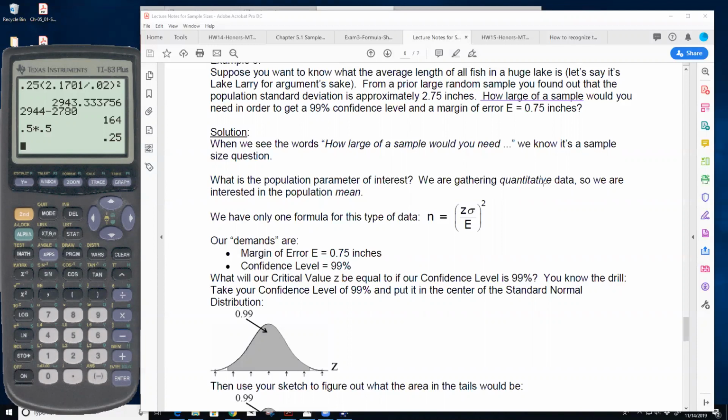Then you ask yourself what type of data it is. And you say, well, I'm measuring these fish. That's quantitative data. Well, great. There's only one sample size formula for quantitative data. It's the one that has the standard deviation in it. So now you know that. And let's make a note that, okay, we got the formula right here.